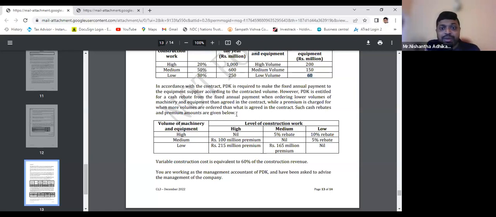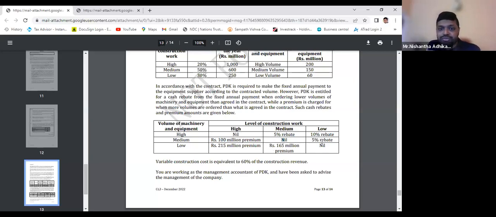Such cash rebates and premium amounts are given below. If the volume of machinery is high and the level of construction is high, there's no issue. You have ordered a high volume machinery, but you have received construction of medium, you will get a 5% rebate. If it is low, you will get a 10% rebate on the machinery cost. You have ordered a medium, but the level of construction work is high volume, you have to pay an additional premium of 100 million to get the additional machinery. If it is medium, there's no issue, as medium is the construction work required.